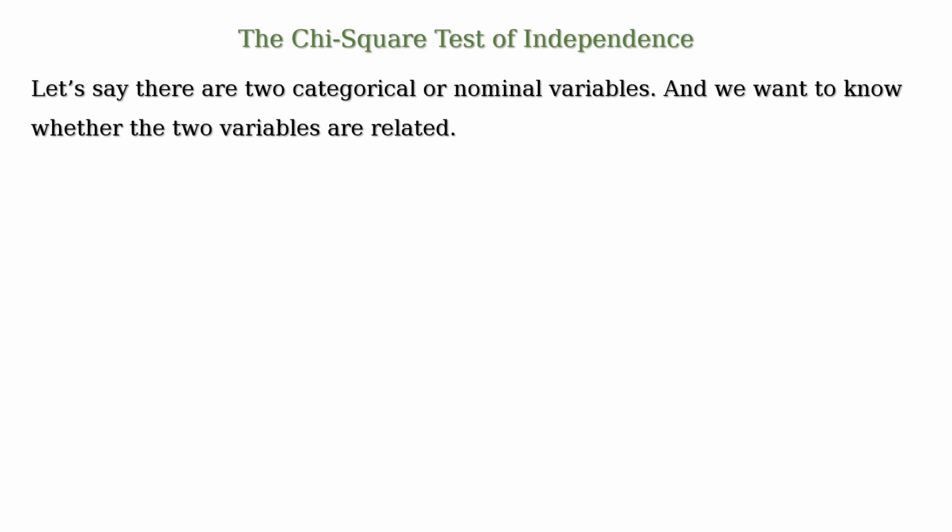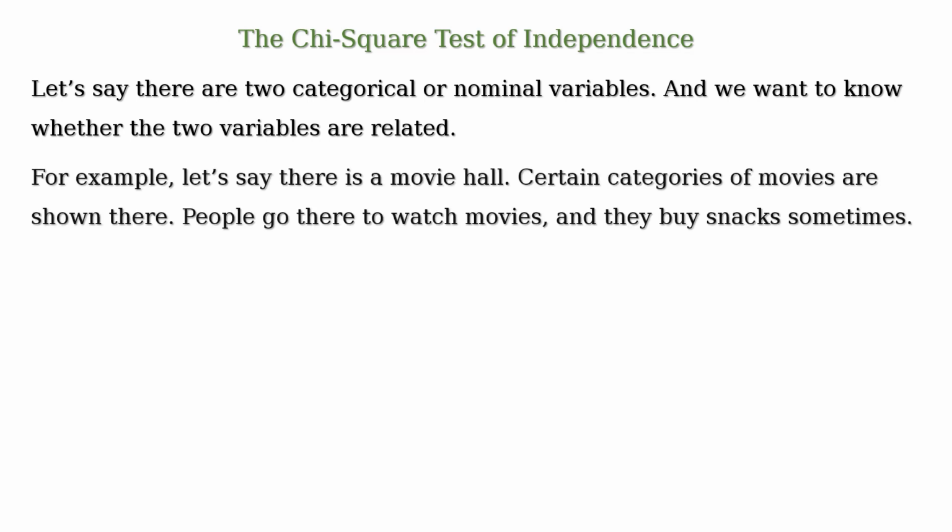Let's say there are two categorical or nominal variables and we want to know whether the two variables are related. For example, let's say there is a movie hall. Certain categories of movies are shown here. People go there to watch movies and they buy snacks sometimes.